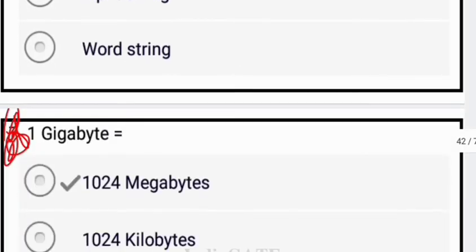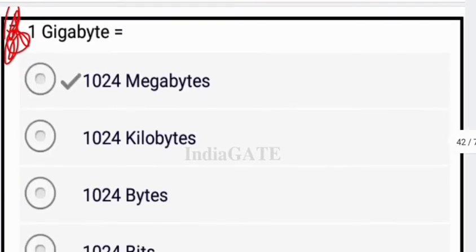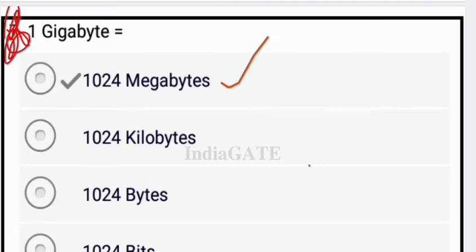Now come to the next question. Your next question is defined as, 1 gigabyte is equal to dash. So here four options. First is 1024 megabyte, second 1024 kilobyte, 1024 byte and 1024 bit.